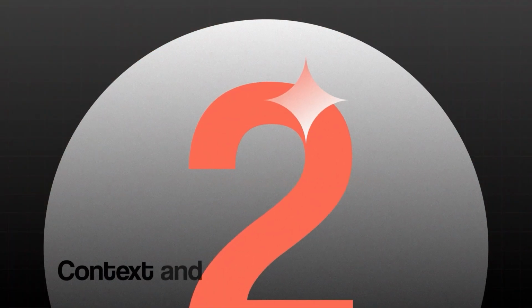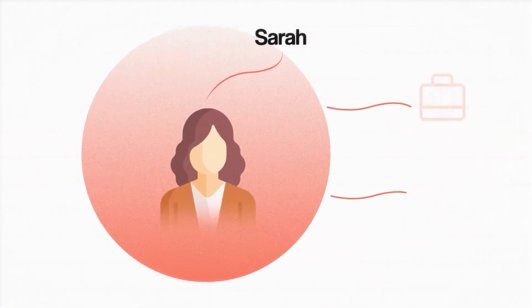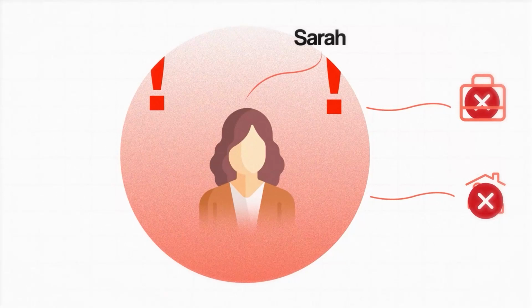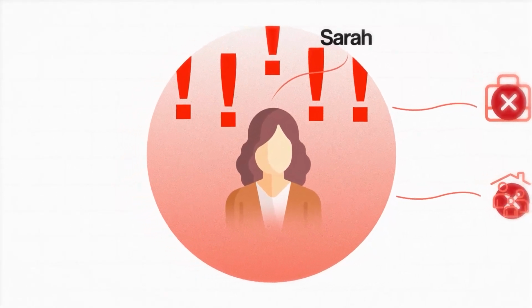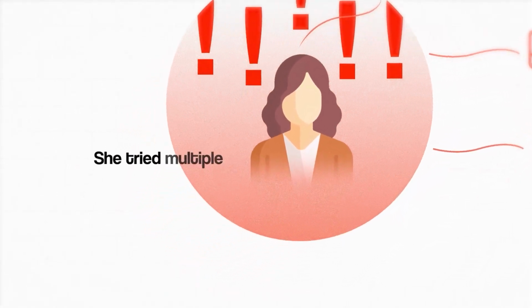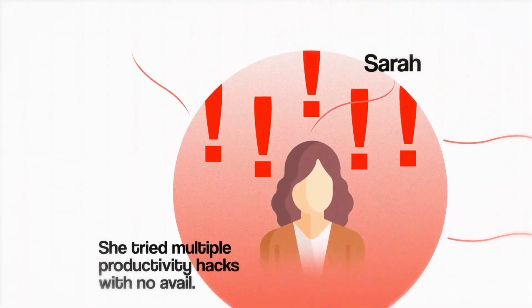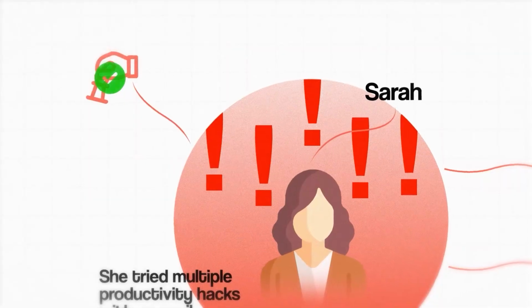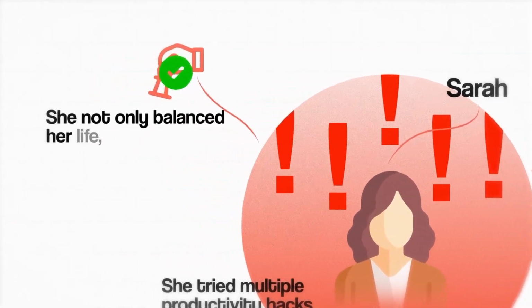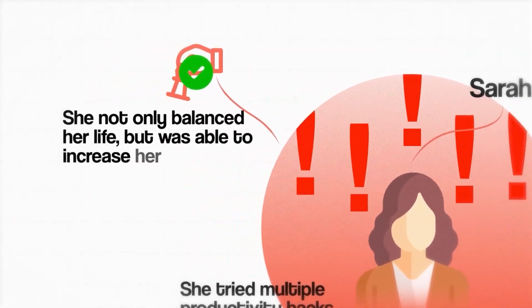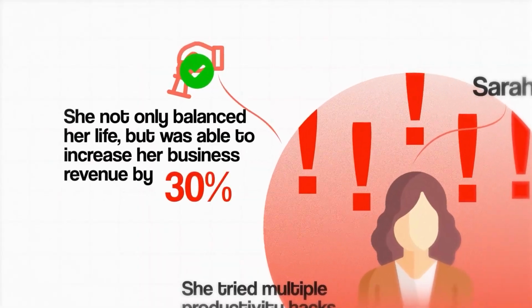Step 2, the context and conflict. The narrative might go something like this. Sarah was struggling to balance her business and her personal life. Maybe she was feeling consistently overwhelmed and needed help. She tried multiple productivity hacks with no avail, but then she applied the strategies from my course. Therefore, she not only balanced her life, but was able to increase her business revenue by 30%.